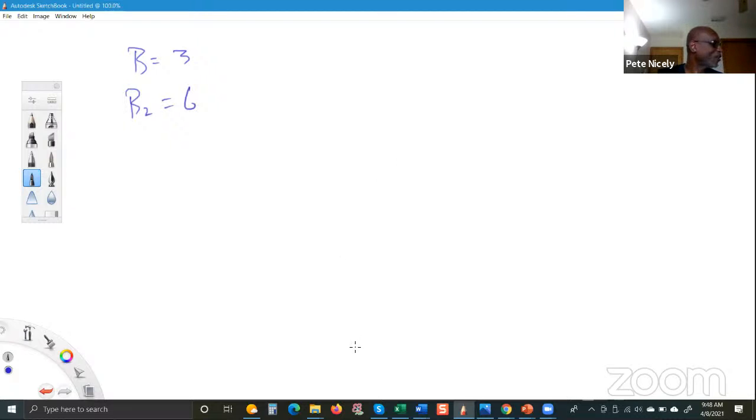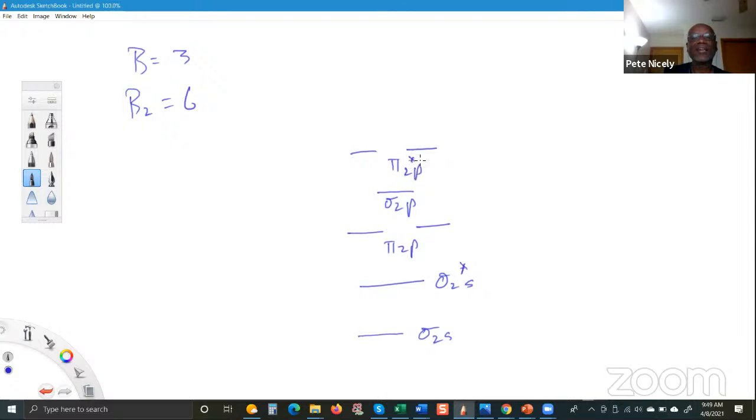So in the case of how the orbitals are arranged in the boron molecule, you're going to have the sigma 2s here, and then you're going to have the sigma 2s anti-bonding, and then you're going to have your pi 2p orbitals, which are bonding, and then you're going to have your sigma 2p, which is also bonding, and then up here you're going to have your pi 2p's, which are anti-bonding, and then up here you're going to have your sigma 2p anti-bonding, all right?